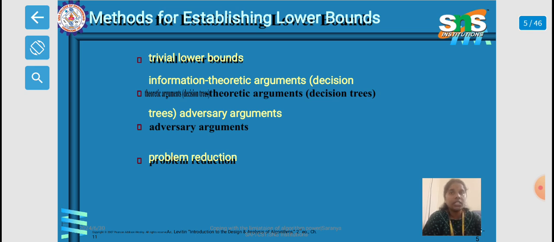A decision tree is a model of an algorithm's operation that can help us analyze algorithms such as search and sort that work by comparisons. In a decision tree, the internal nodes represent comparisons and the leaves represent outcomes. The tree branches based on whether the comparison is true or false.